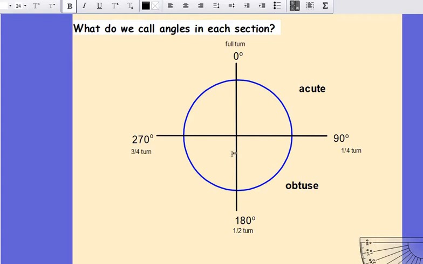How about if I start facing upwards and I turn somewhere over 180 degrees? So somewhere between 180 and 360, somewhere between turning half a turn and all the way around. What do we call these types of angles, Macy Jane? Reflex angles, brilliant.